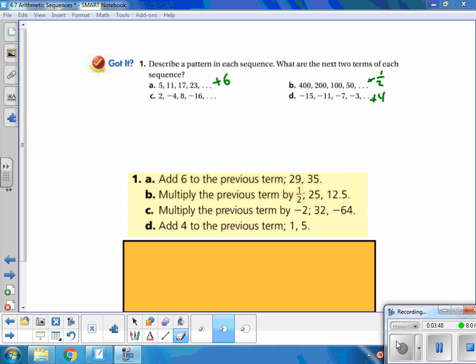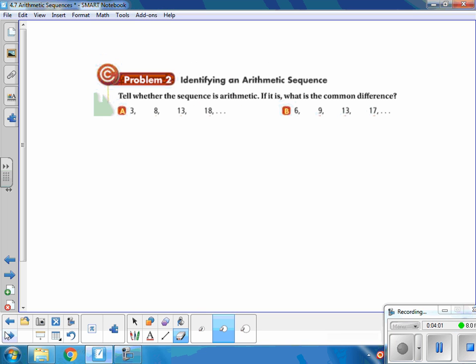Everything's being multiplied by -2. That's what's going on. That's why the values are switching. And then for D, you're going to add 4 to the previous term to get the term you're looking at. Okay, now these ones actually go kind of quickly. You're just looking to determine, is it indeed an arithmetic sequence?